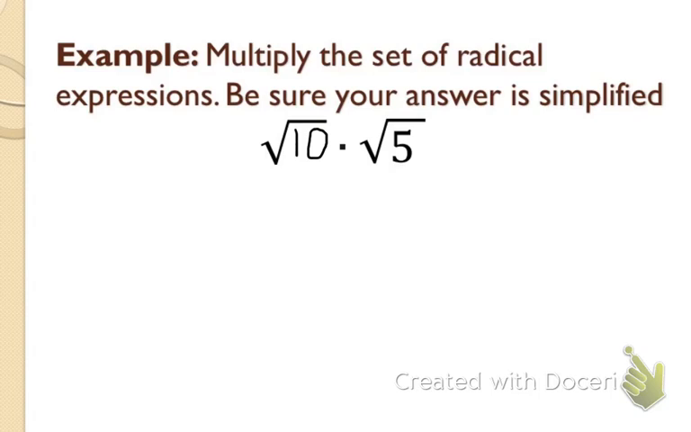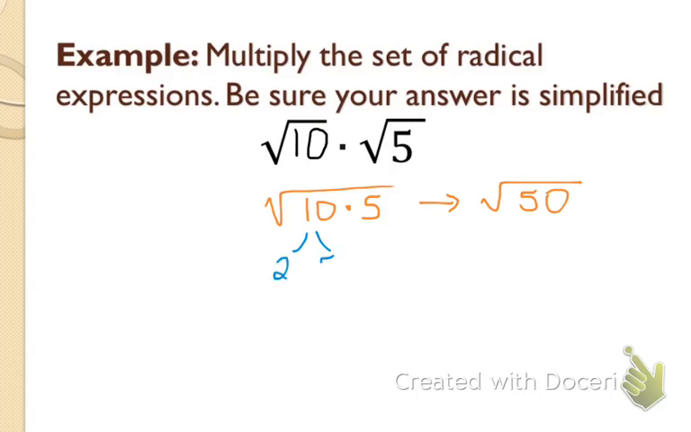So with that being said, let's go ahead and try an example here. Multiply the set of radical expressions. Be sure to answer in simplified form. So here we have the square root of 10 times the square root of 5. What we're going to do is apply the property, and we're going to say 10 times 5. Now there's two ways to do this. There's a long way and there's a short way. The short way is, instead of multiplying these two and getting the square root of 50, we're going to simplify these two numbers, these two factors. So factors of 10 are 2 and 5. Factors of 5, well, it's just a 5 because it's already prime.